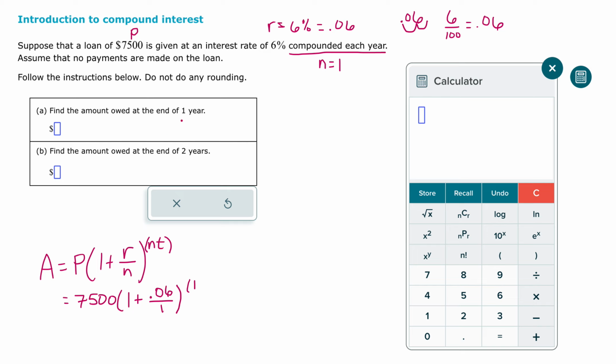And then T is the number of years. So for this first part, T is going to be 1. And for the second part, T is going to be 2. So 1 times 1, then I'll do the same calculation with 1 times 2.